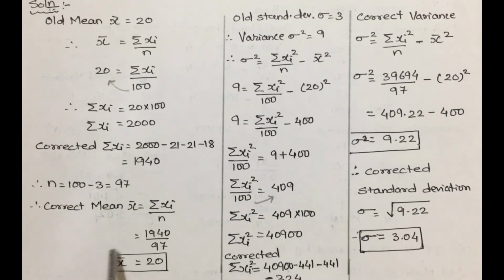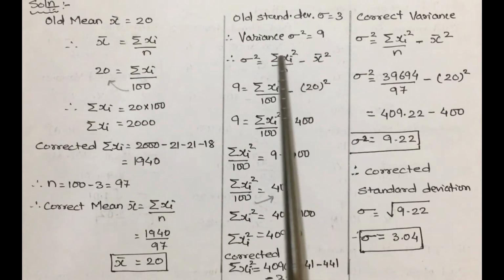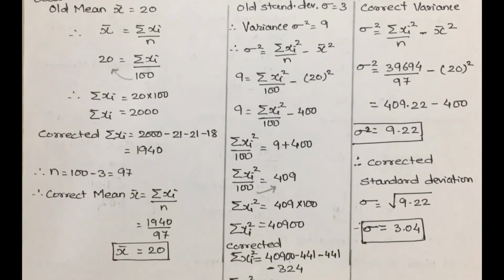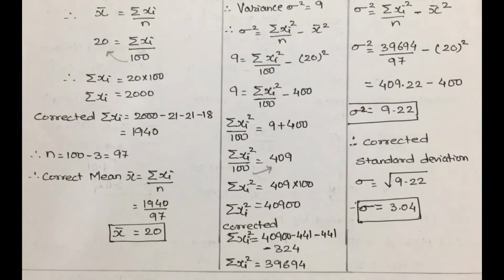Now here we have already corrected the mean. Now the point that remains is correcting summation xi square. So from the variance formula, we have separated summation xi square. Now to correct this summation xi square, we have to subtract the squares of the incorrect observations.